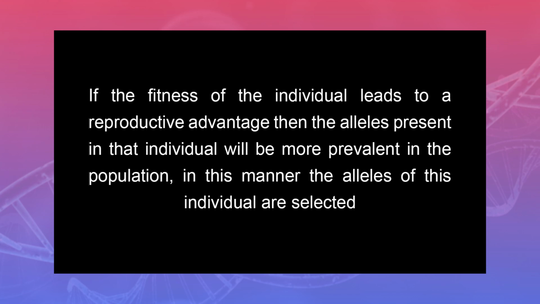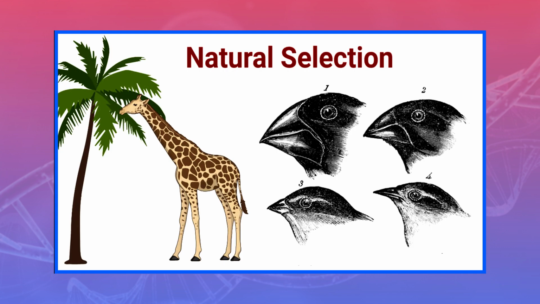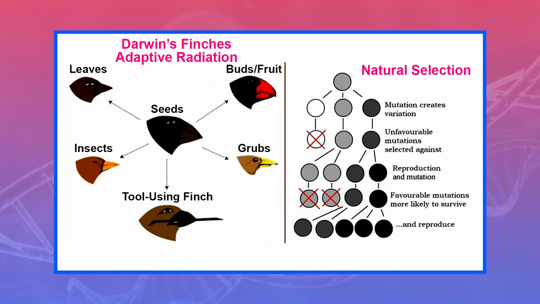Let us now discuss the third parameter, that is selection. A natural result of mutation is that new forms develop, and these new forms may or may not add to the fitness of the individual. If the fitness of the individual leads to a reproductive advantage, then the alleles present in that individual will be more prevalent in the population. In this manner, the alleles of this individual are selected. The process is called selection. In a Darwinian context, this is also called natural selection.